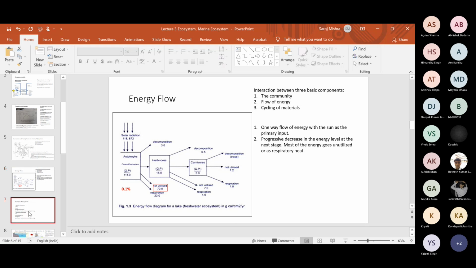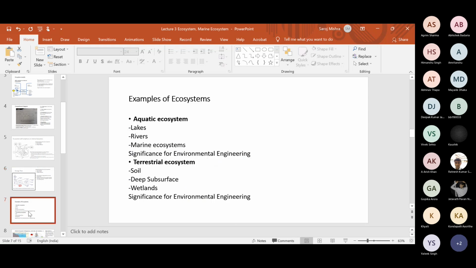So having understood the basic definition, I will only give you one example, that of a marine ecosystem, in order for you to appreciate the complexities of a real life ecosystem. Because so far, although we talked about a pond ecosystem, we did not look at it in detail in terms of the different components, etc.